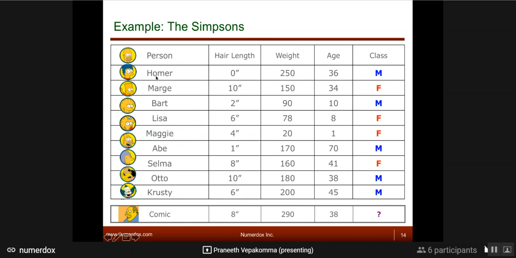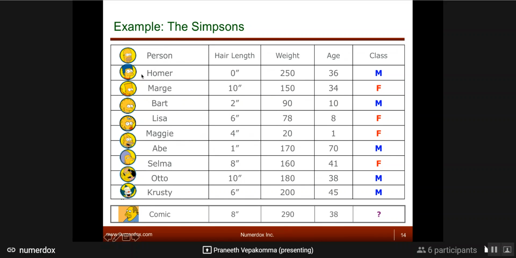Okay. So let's do one example. Say Homer Simpson, right? Hair length 0 inch, weight 250. He's on the fatter side. Age 36. Right, Marge, hair 10 inch. You can see in the picture, she's got very long hair, weight 150, age 34. Okay, Bart, so-and-so, Lisa. By the way, whoever made this put Homer Simpson's photo here. It's supposed to be here, right? It's not in the header. So that's why you see Homer Simpson 0, like he's bald here.